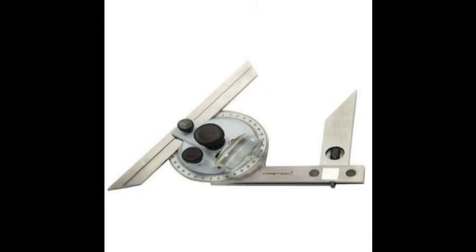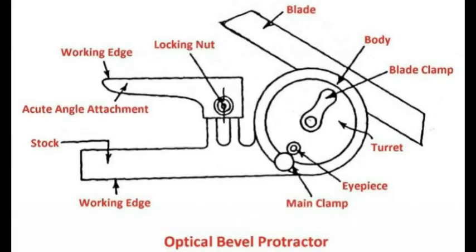So optical bevel protractor is a simple extension of universal bevel protractor. Here we use a lens in the form of an eyepiece to facilitate easy reading of the projected scale. The blade is clamped to the dial by means of a blade clamper.